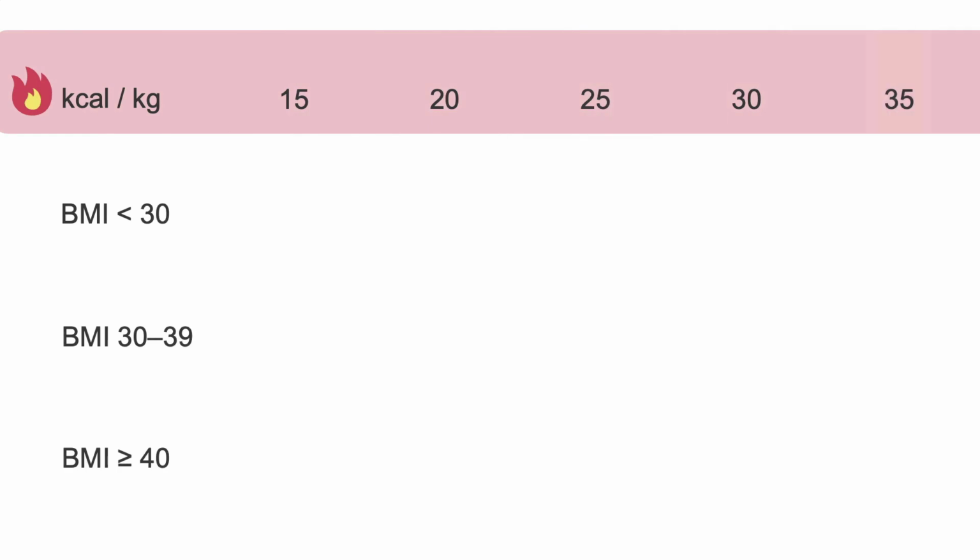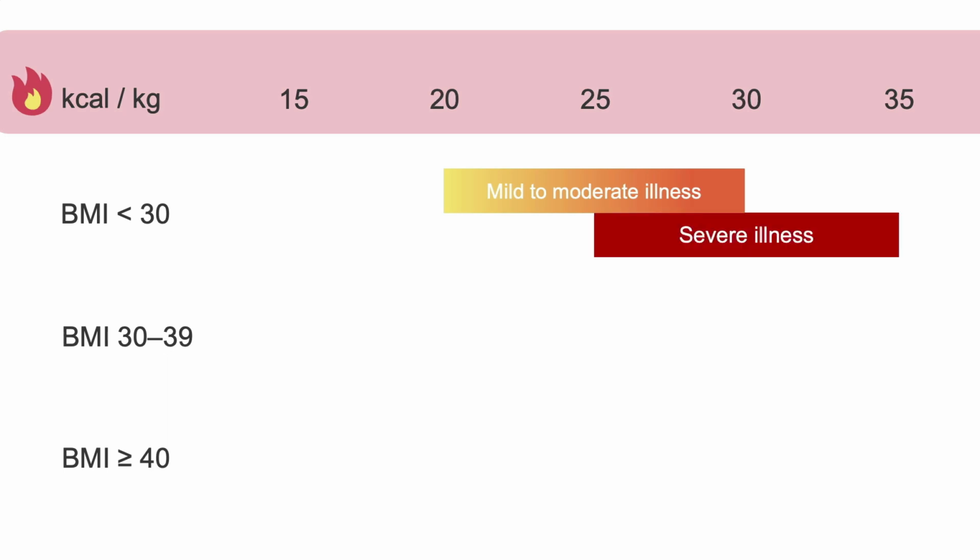Now that we've been through the calorie requirements for each BMI category, let's put them all together. This table will be a helpful overview that we'll come back to later in the case studies. So for a patient with a BMI under 30, if they have mild to moderate illness, they need 20 to 30 kcals per kilogram. If they have severe illness, then they need 25 to 35 kcals per kilogram.